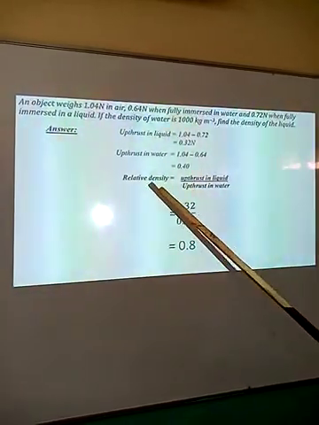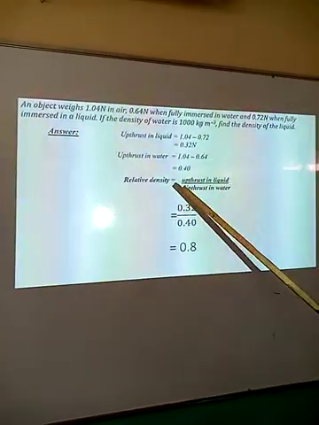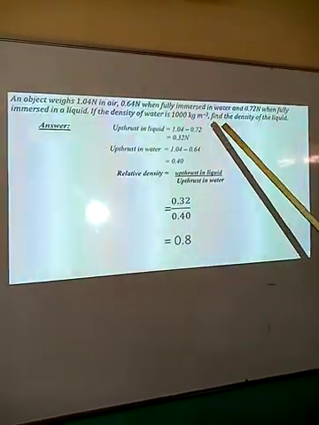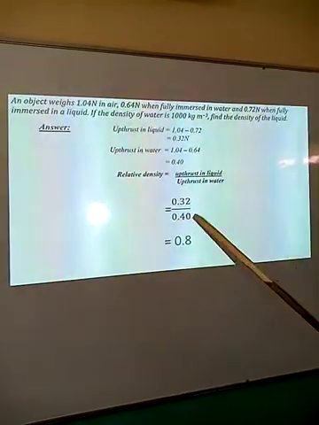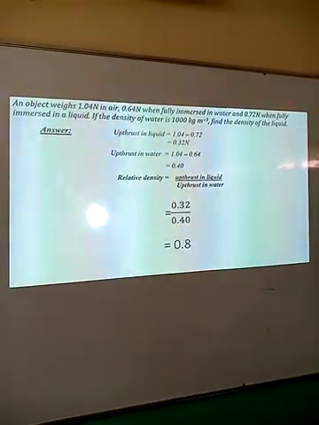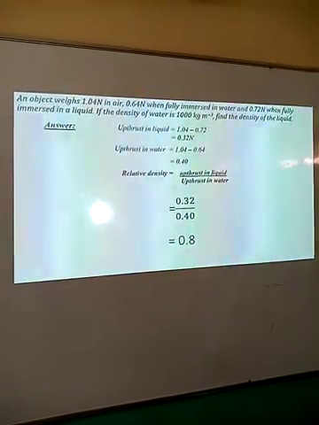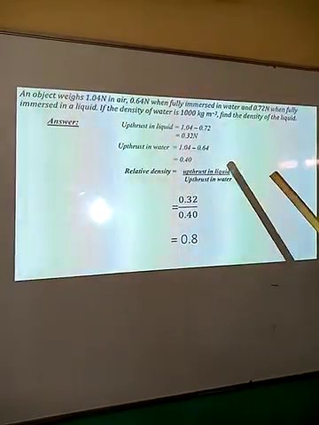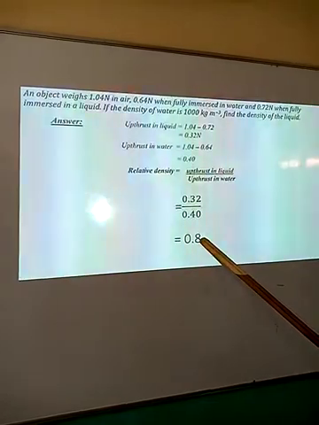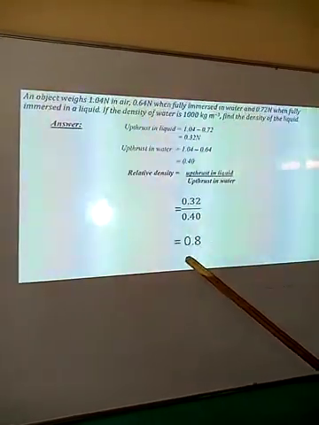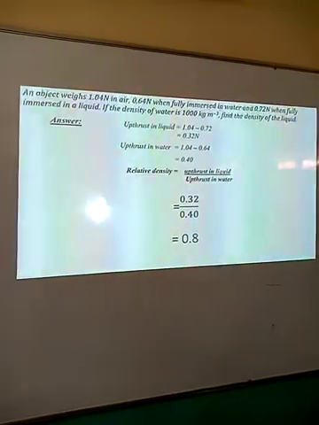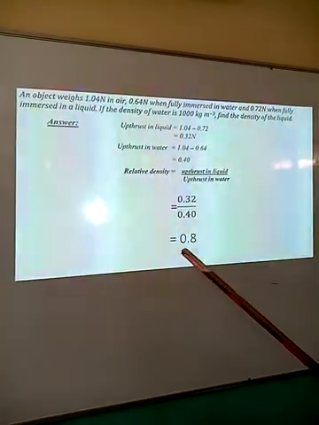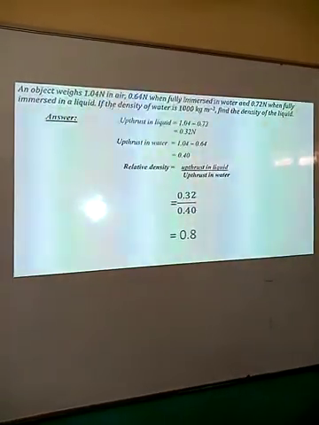So because relative density of a liquid is upthrust in liquid over upthrust in water, we take upthrust in the liquid, which is 0.32, divide by upthrust in water, which is 0.4. If you divide that, we get 0.8. So the relative density of that liquid becomes 0.8. If I need the density of the liquid, then I'll take 1000, I multiply by 0.8. So it will give me 800 kilogram per cubic meter. So after getting relative density, to get the density of the liquid, I take the relative density of that liquid and multiply by the density of water.